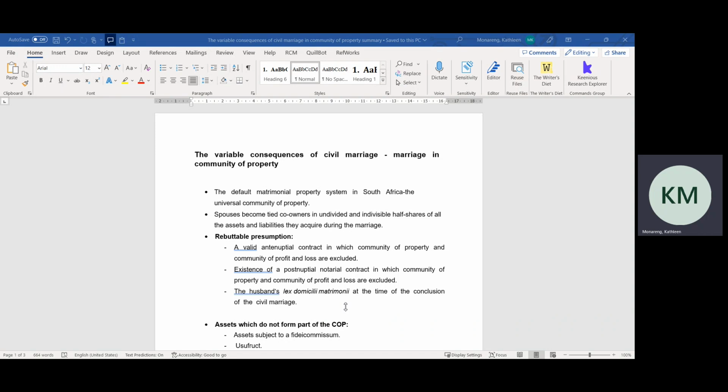Today, I will be doing a summary of study unit 4, which is the variable consequences of a civil marriage, focusing specifically on marriages in community of property.